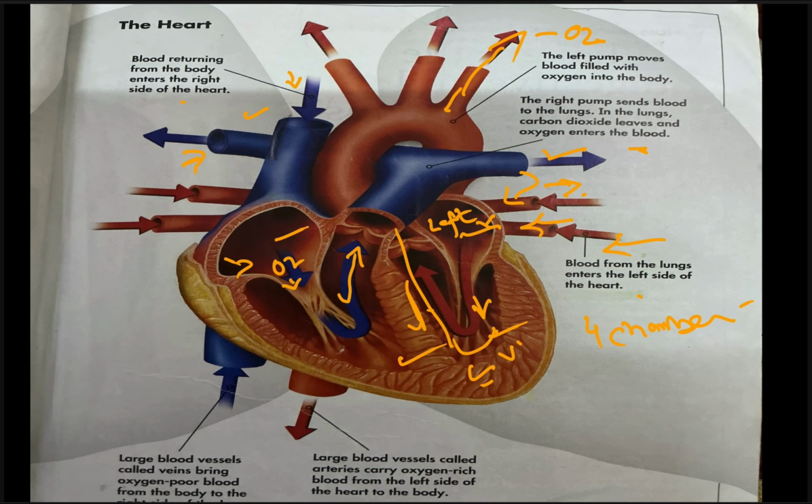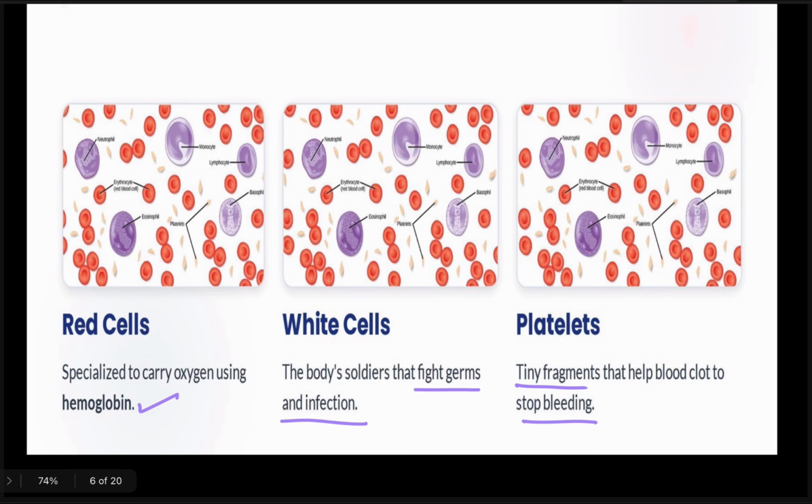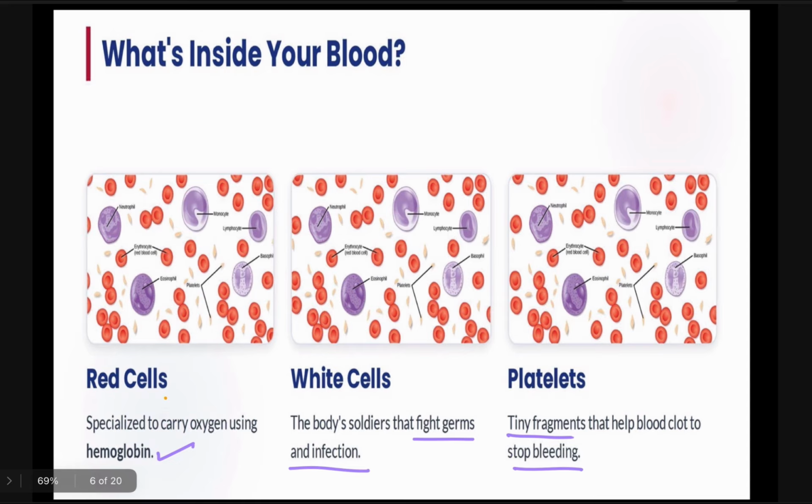And from the aorta it pumps to the rest of the body. Now you should know what's inside your blood. Our blood contains red blood cells, white blood cells, and platelets. Red blood cells are specialized cells that carry oxygen using hemoglobin, whereas white blood cells are called the body soldiers because they fight germs and infection. And platelets are tiny fragments that help blood to clot in order to stop bleeding whenever there is an injury.